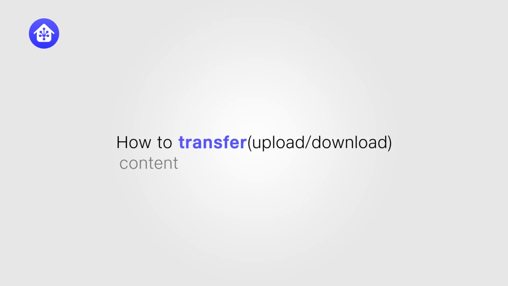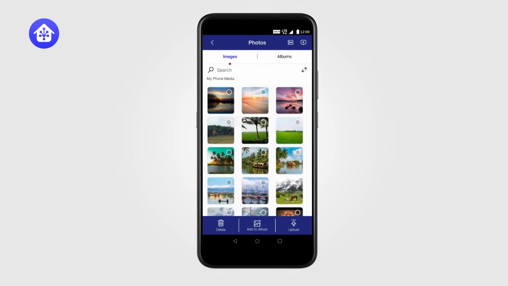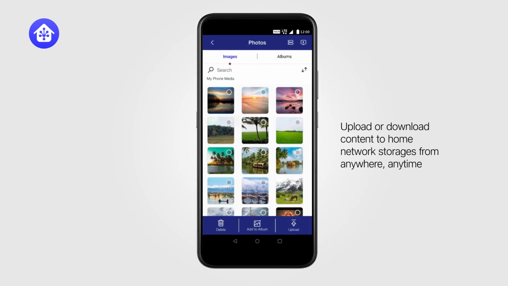How to transfer, upload or download content to home network storages from remote location. When you are on a vacation and wish to transfer all your photos from the mobile to the hard drive connected to your Jio set-top box or JioHome gateway, you can do it remotely by using the JioHome app.